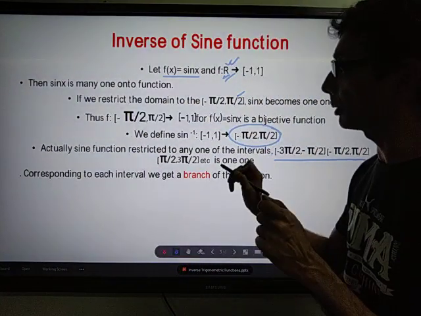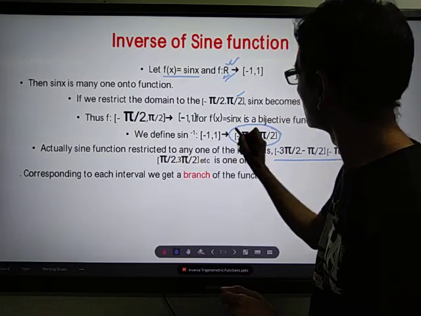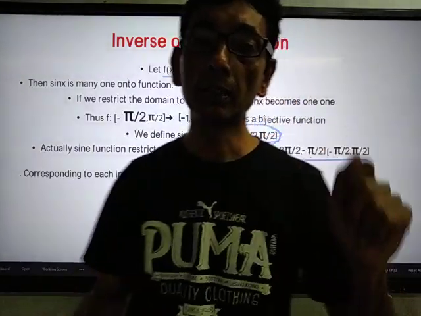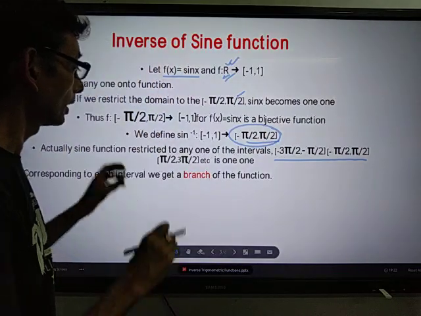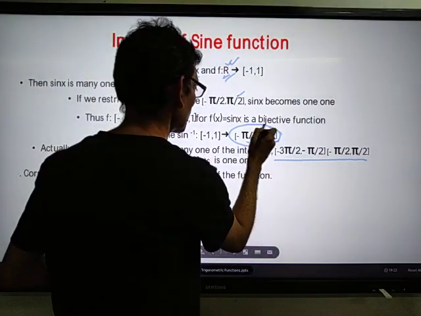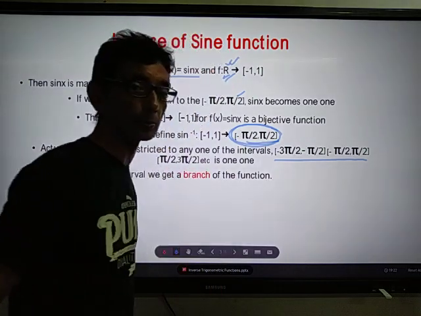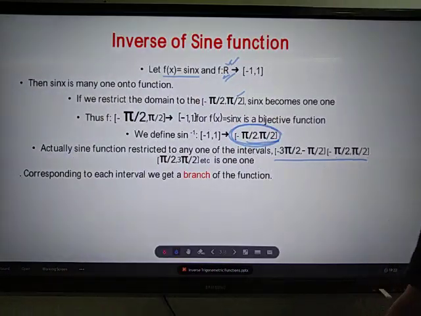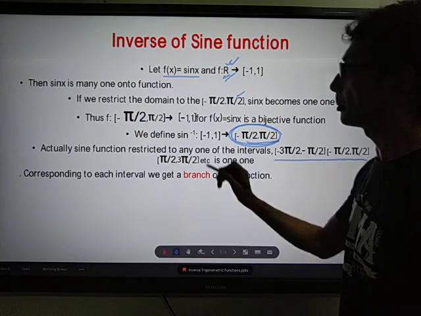Now remember that corresponding to each such interval, we get a branch of the curve. Corresponding to this particular interval, that is minus pi by 2 to pi by 2, the branch that is obtained is called the principal value branch. Remember this.